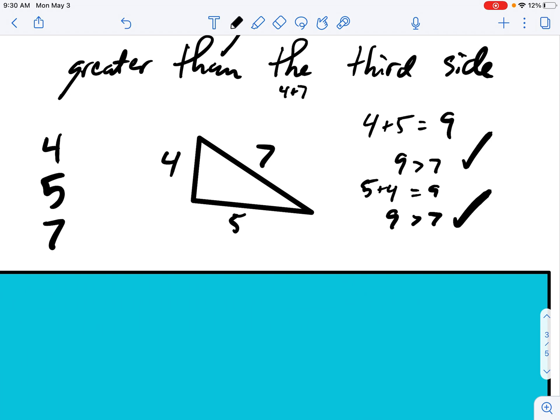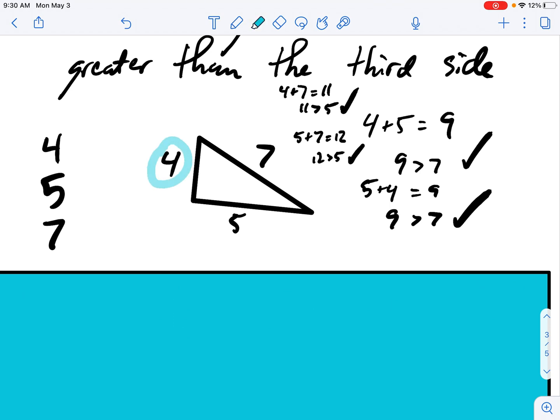We did like 4 plus 7. That's 11. Is 11 bigger than 5, the remaining side length? Yes. What about 5 plus 7? That equals 12. Is 12 bigger than 5, the remaining side length? Yes. Right?